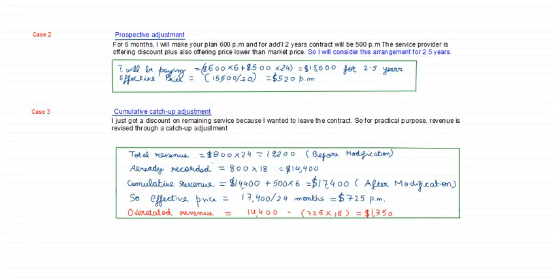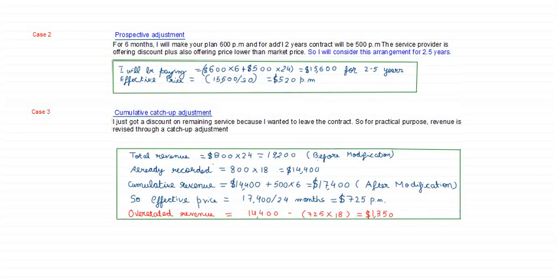So in this case, I will consider this as a termination of my existing contract and a new contract for 2.5 years, which means I will be paying the service provider 600 for 6 months prospectively and 500 for 24 months, a total of 15,600 for 2.5 years, and my effective price, or the revenue for the supplier, would be 520 per month.